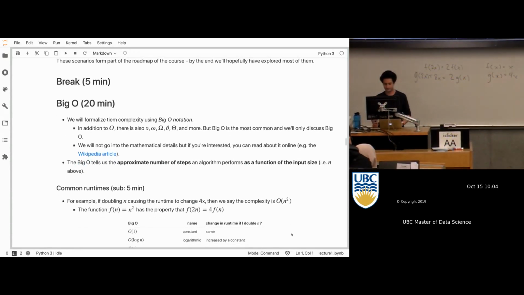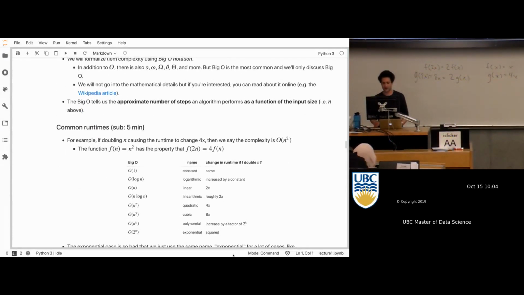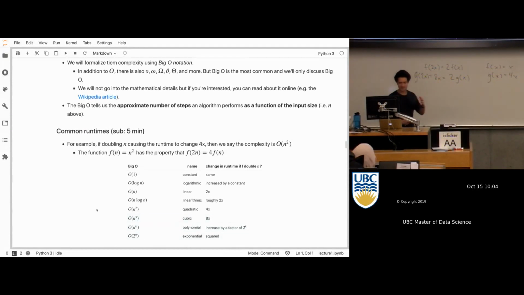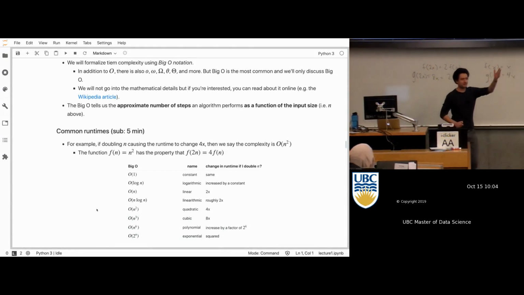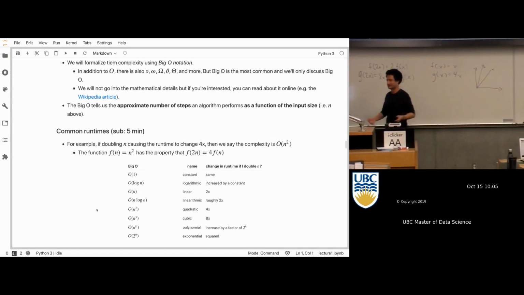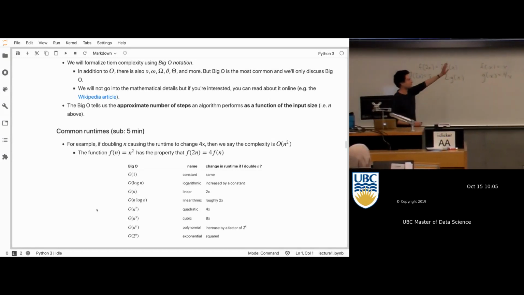Okay. So here's this table of common run times. And these are mainly the only ones we're going to encounter. Of course, you could have any function like sine of n, but that would be ridiculous because why would the running time go up and down again with a period of 2 pi or whatever? These are the ones that you will typically encounter in real life.